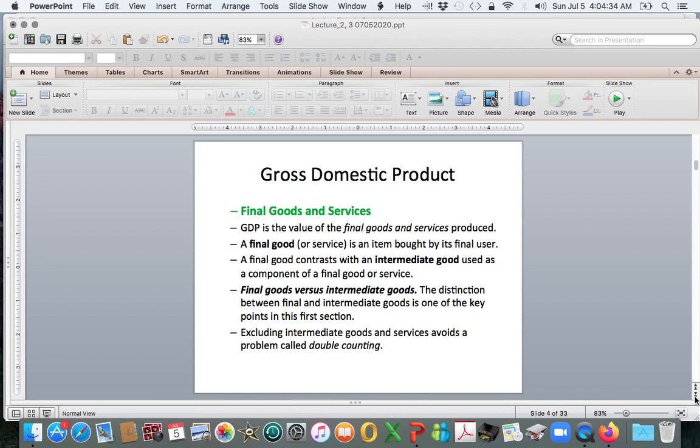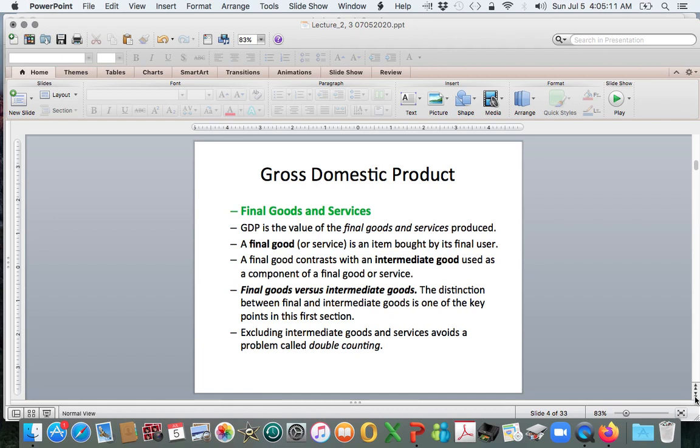Final goods and services. Now, we mentioned earlier in our definition that GDP is the market value of all final or finished goods and services that are produced within a country. A final good or service, as the slide tells you, is an item which the consumer buys at the final endpoint. In contrast to an intermediate good, or you may refer to it as a raw material if you choose, which is used as a component of a final good or service.